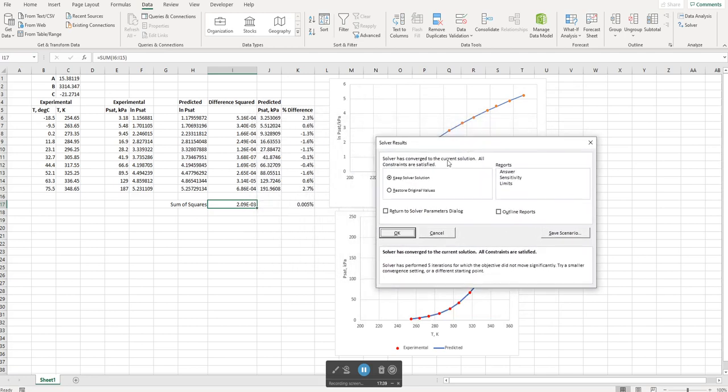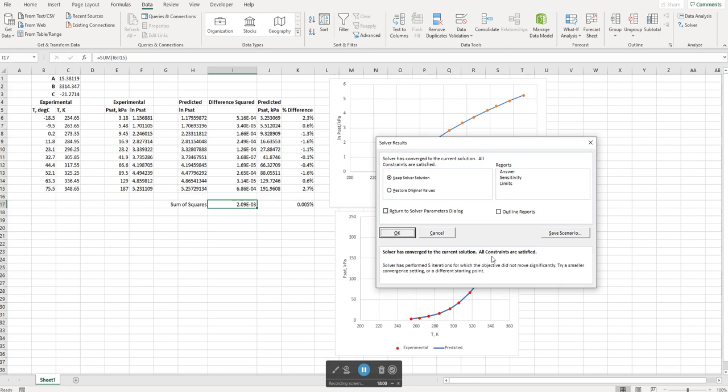And you come up with this little sheet here. Do we want to keep the solver solution? Yeah, I want to keep it. I don't want to restore it because then I'm going to lose my answers. I'm not going to deal with the reports or anything like that, and I don't need to go back to the solver parameters dialog. Let's look at what our solution looks like. So let's just click OK.